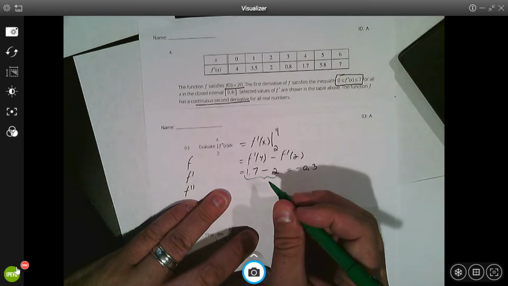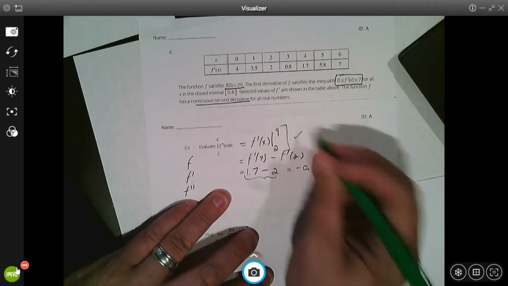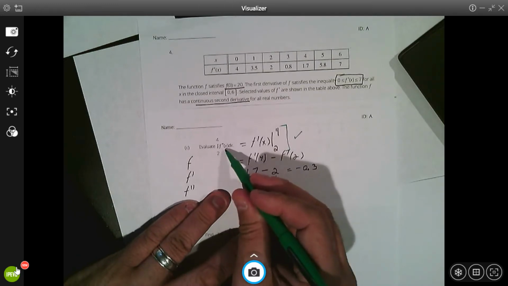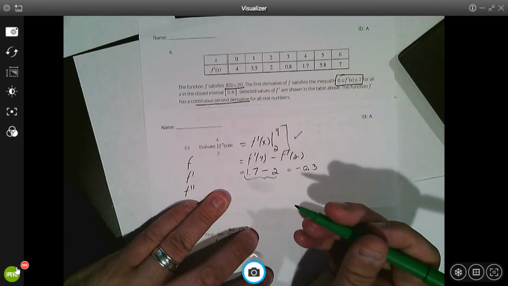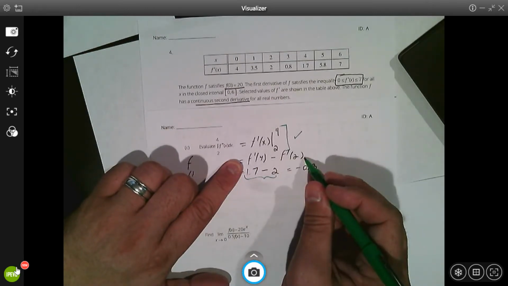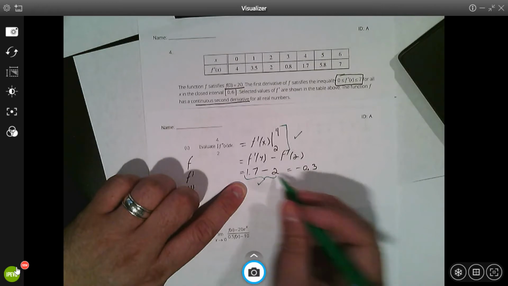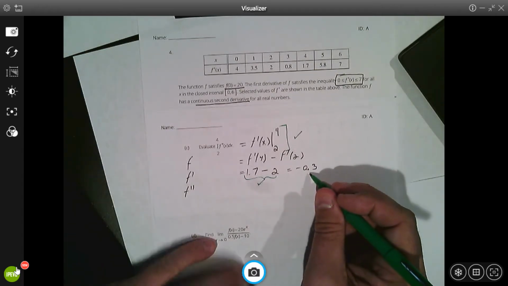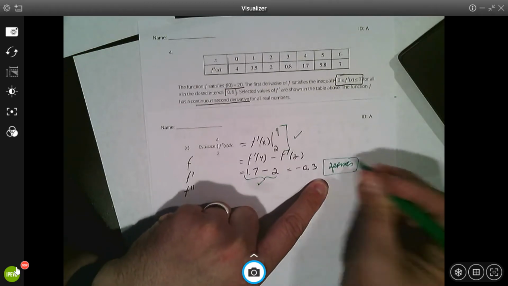You get 1 point for using the fundamental theorem of calculus, basically recognizing that the integral of the second derivative is the first derivative, and then 1 point for your answer. You can't stop at f prime of 4 minus f prime of 2 because those are not numerical values, but a safe stop is this 1.7 minus 2, or of course you could have gone all the way to negative 0.3, and that would get you your 2 points.